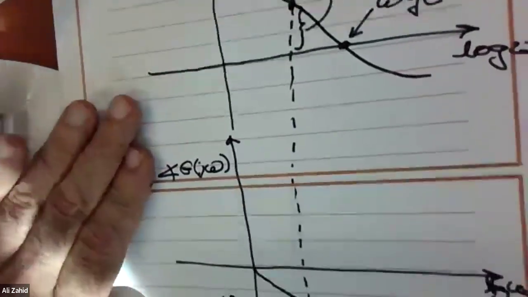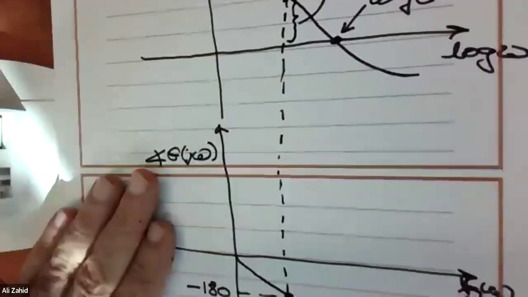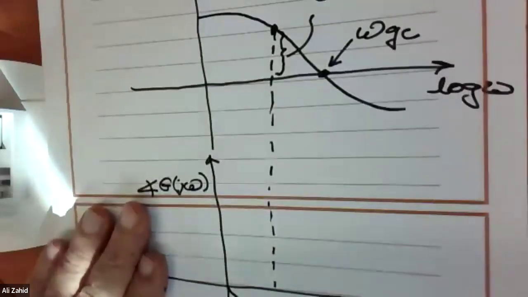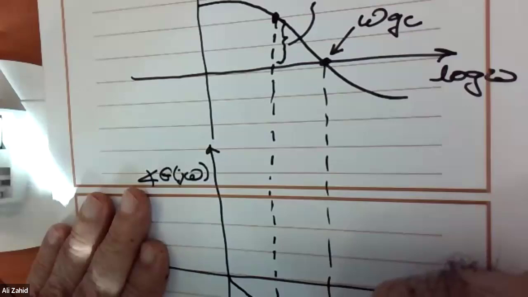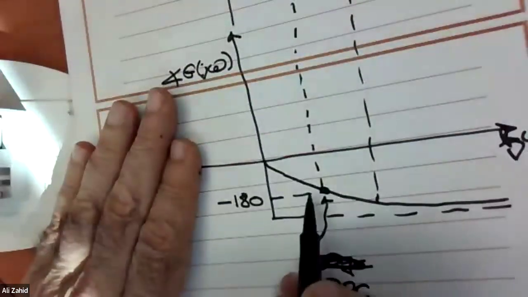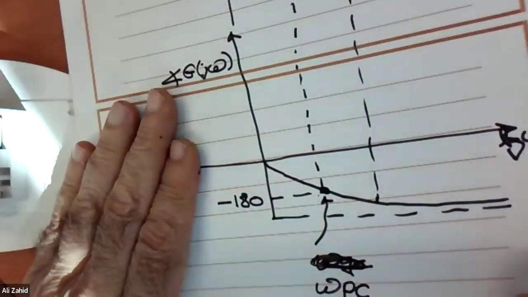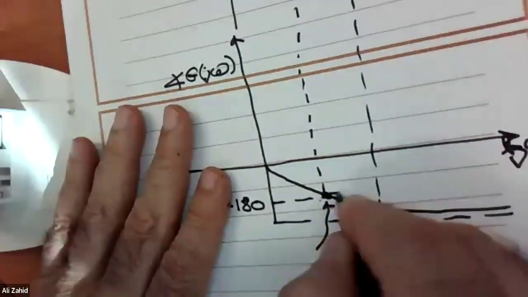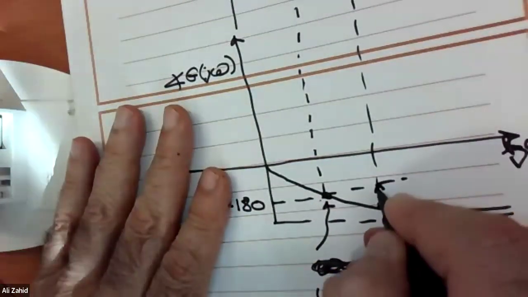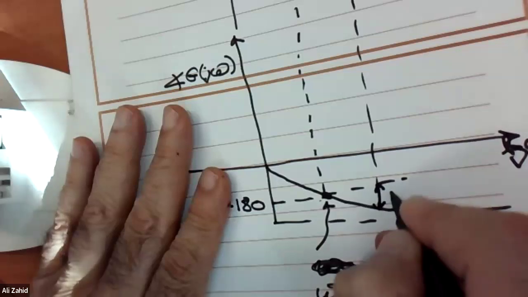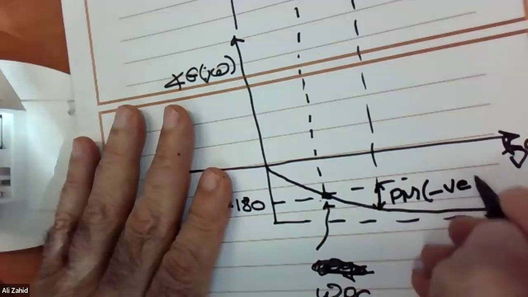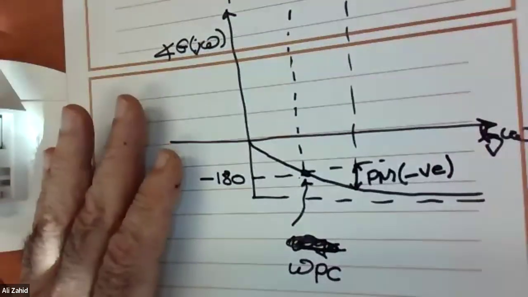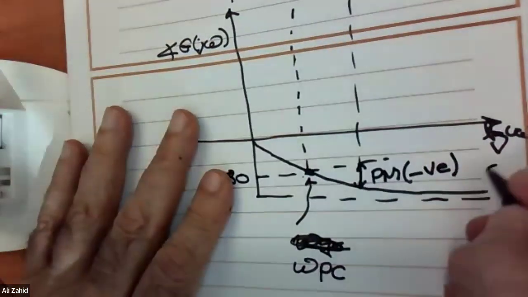We are sad. Where is the phase margin? Can you show me? Do the same thing. Go down from the GC, and the phase is already below minus 180. Where is the phase margin? Which is negative. Did you get it? Yep. Double sad.